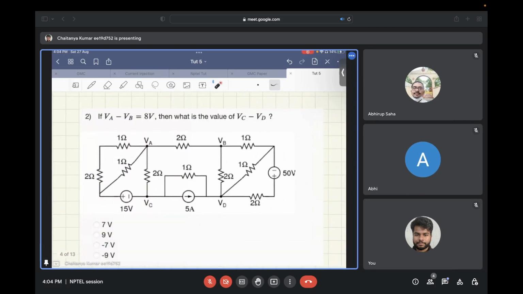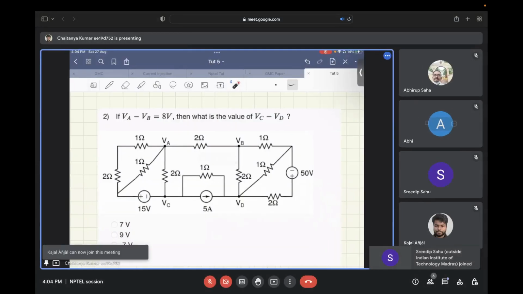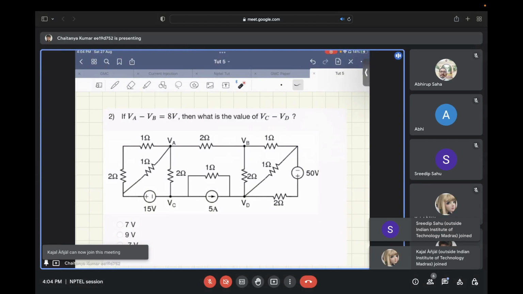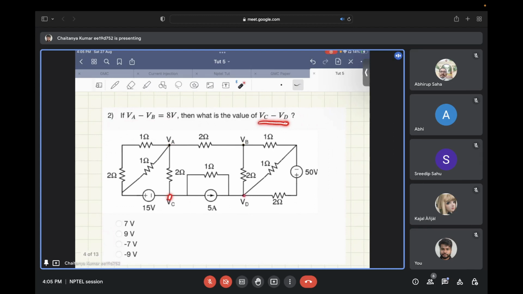In this question you have a network of resistors and current and voltage sources. You have been given the voltage difference between node A and B, that is VA minus VB, as 8 volts, and you have been asked what is the voltage difference between node C and D. Please try to solve this question now.